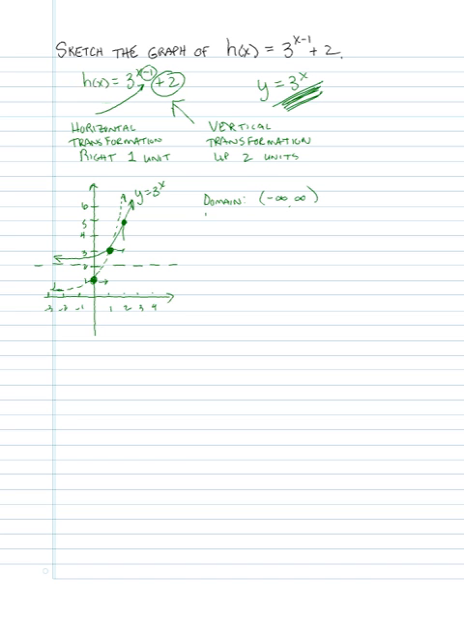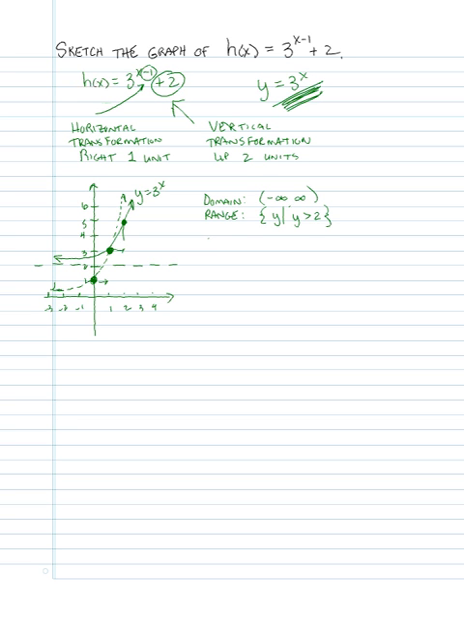What's the range in this case? Well, we've moved the graph up, haven't we? So the range is the set of all y's, but this time the y's are greater than 2 instead of greater than 0. They'll always be bigger than 2, never equal to 2. And that's why we see this horizontal asymptote that I've dashed in there.